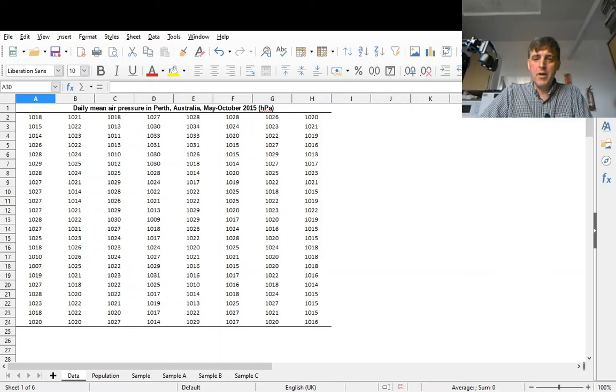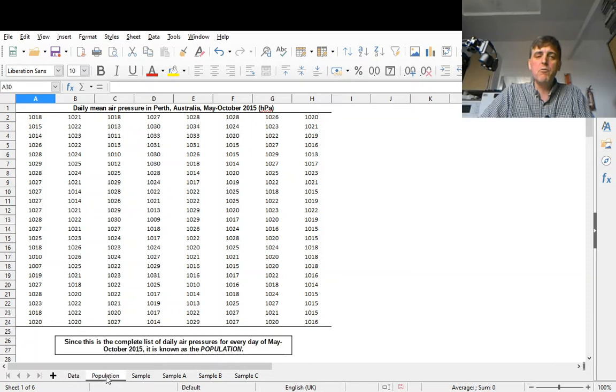So to help you understand what I mean by all this, I've got an example on the screen here. I've pulled up my spreadsheet and I've got some actual real data. This is some weather records from Perth in Australia. It's actually the daily mean air pressure and it's taken for every day between May and October 2015. Okay, so these are the actual items of data here, and because we're looking at every single day between those, we could say that this would be our population, if you like. If we wanted to say something about what the air pressure was like in Perth between May and October 2015, then we would look at this entire set of data, and that's called our population.